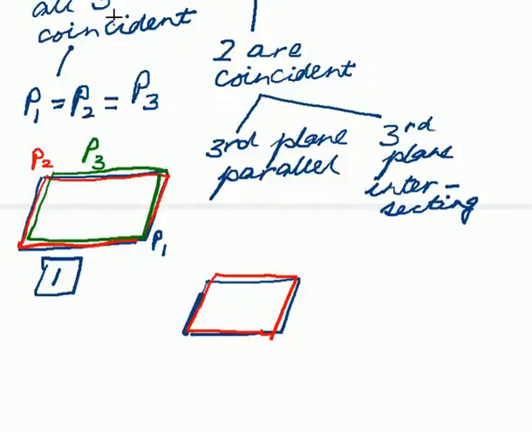is parallel. So the third plane is like this. So this is the third plane P3. This is P1 and P2. So P1 and P2 are defined by the same equation and P3 is parallel. This is situation 2.